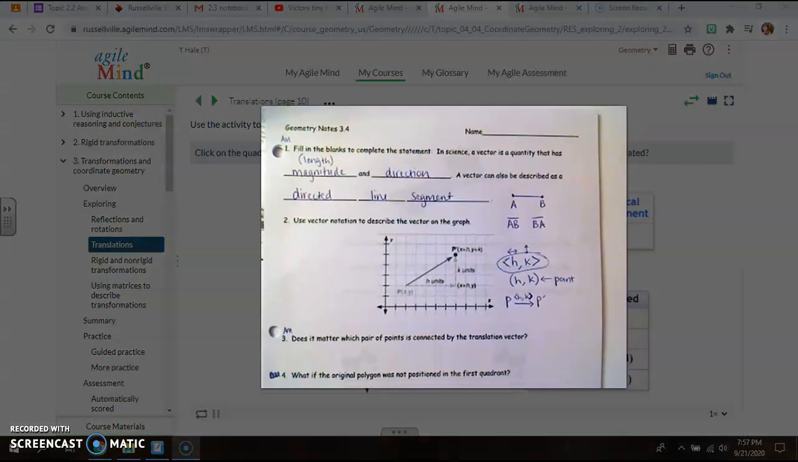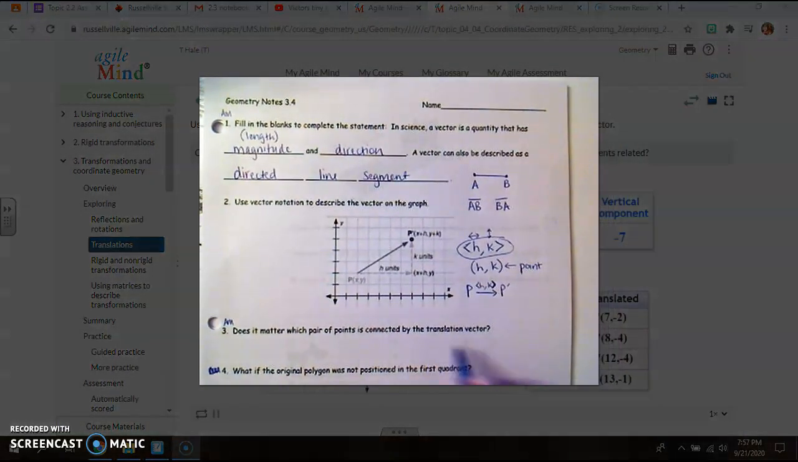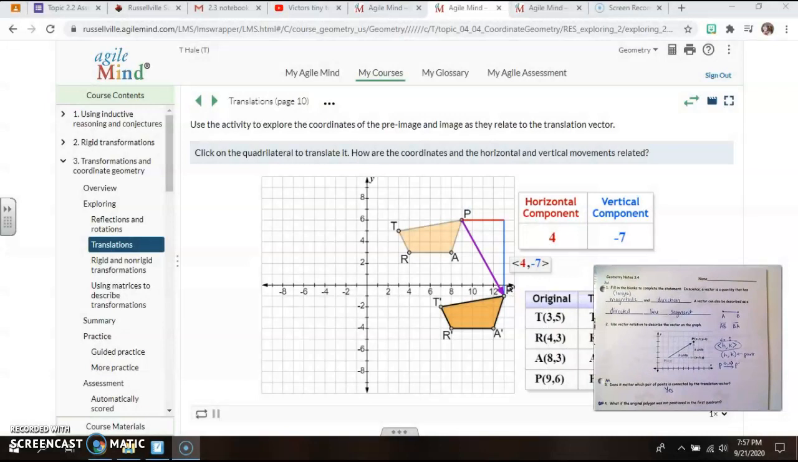Does it matter which pair of points is connected? Yes, it does matter. You need to know your starting point and your ending point so you know the direction that you are headed. It's not like a segment, where the order of the points that are connected doesn't matter.